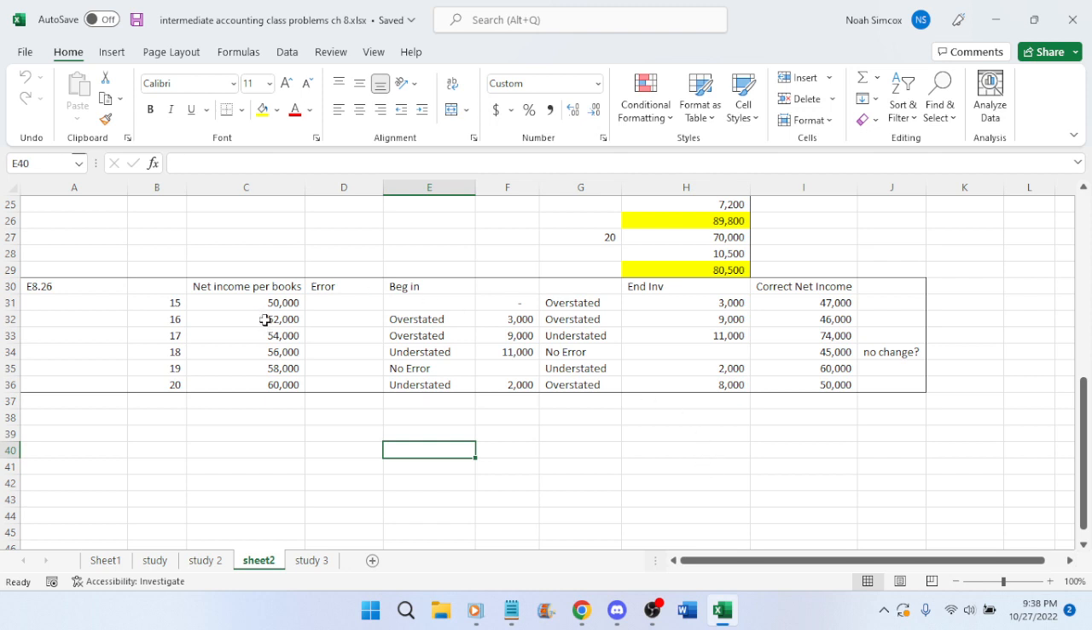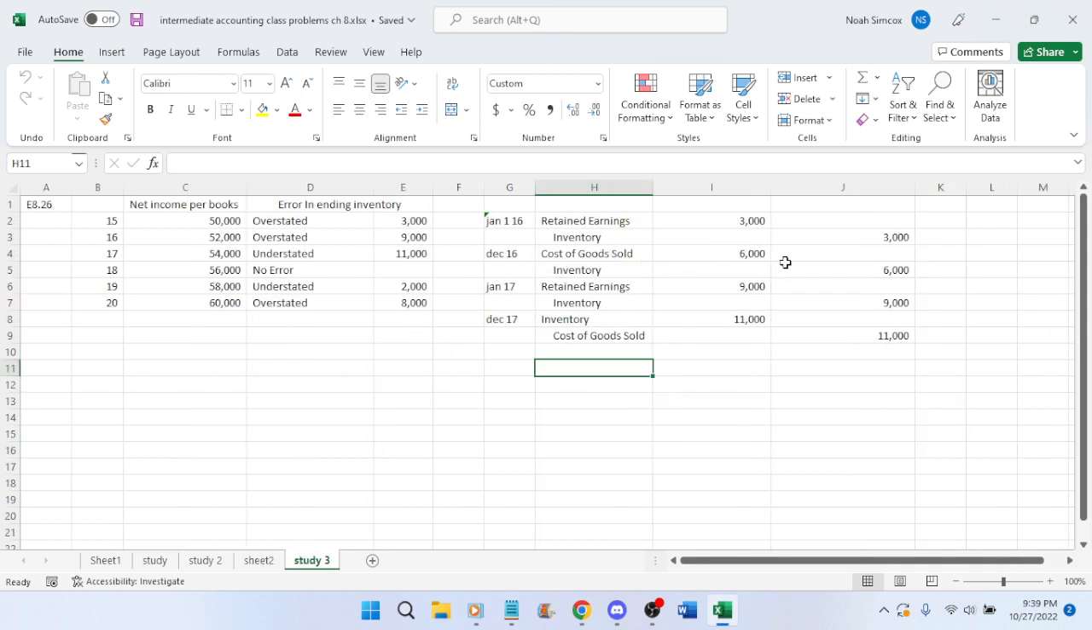So for the worksheet, you have your net income. If the error is at the end and it's overstated, then you subtract it from net income. But if it's at the beginning and it's overstated, you add it. I understand how to do all of that. What I don't understand is how to do all the adjusting entries.